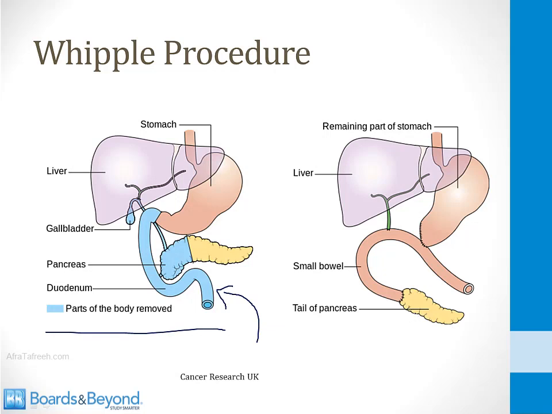After it is removed, the pancreas is hooked directly into a portion of the small bowel. The bile duct is then connected to that small bowel, and the stomach is connected to that small bowel. And this allows you to basically remove the head of the pancreas and reconnect everything so that bile will drain and so that pancreatic enzymes can get into the small intestine. And that concludes our module on chronic pancreatitis and pancreatic cancer.